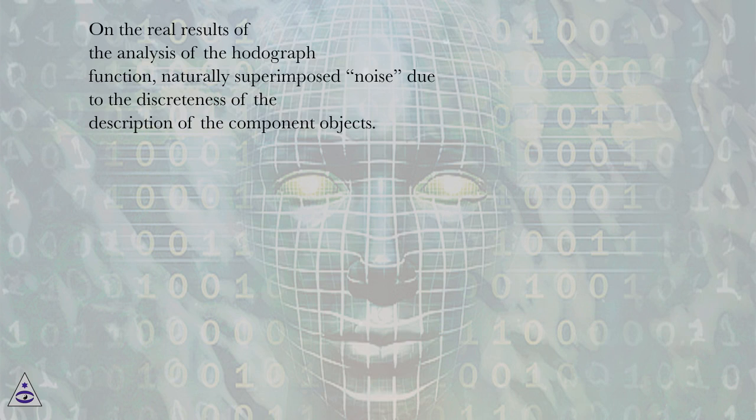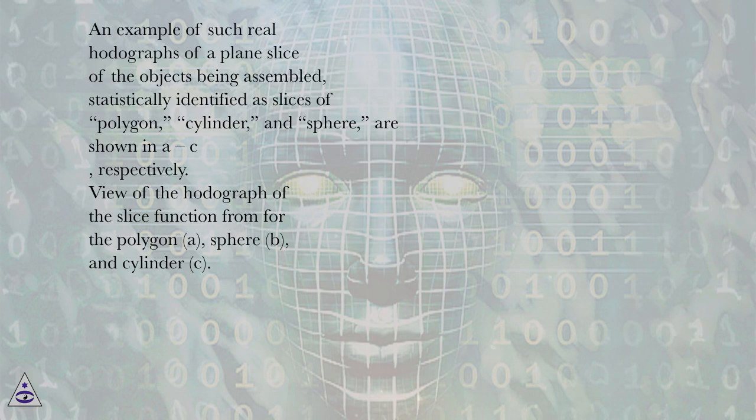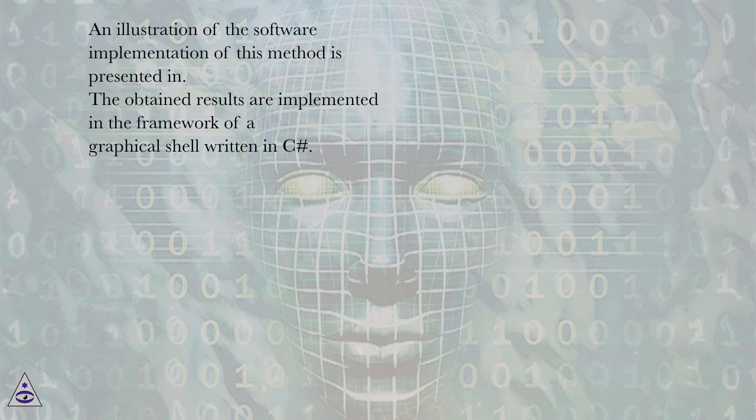On the real results of the analysis of the hodograph function, noise is naturally superimposed due to the discreteness of the description of the component objects. An example of such real hodographs of a plane slice of the objects being assembled, statistically identified as slices of polygon, cylinder, and sphere, are shown in A, B, C, respectively. View of the hodograph of the slice function for the polygon, A, sphere, B, and cylinder, C. An illustration of the software implementation of this method is presented in.